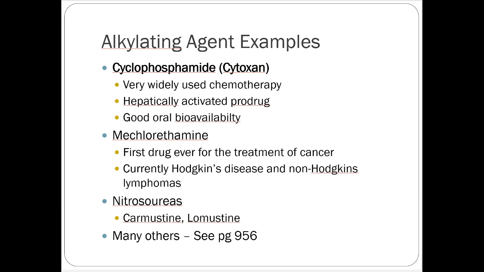Cyclophosphamide is one I would like you to remember. Cytoxan's the brand name. It's a widely used chemotherapy. It's actually a hepatically activated prodrug with good oral bioavailability, so it has to be metabolized into its active form. So that could potentially put it at risk for being affected by drugs that inhibit different types of enzymes.